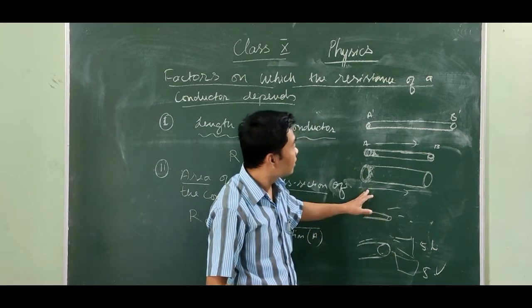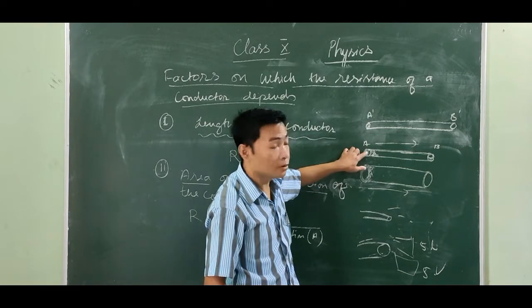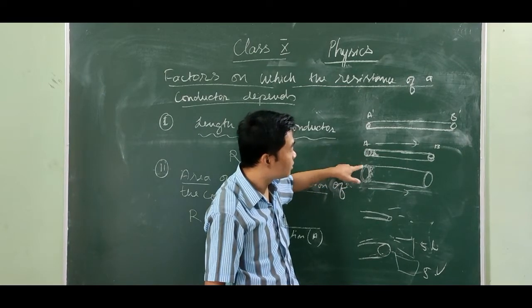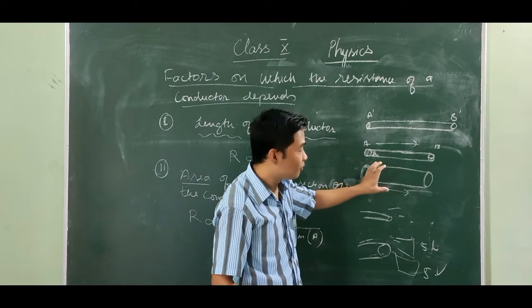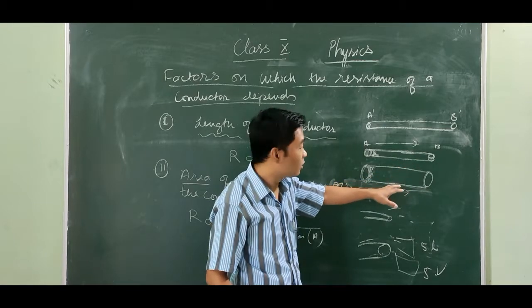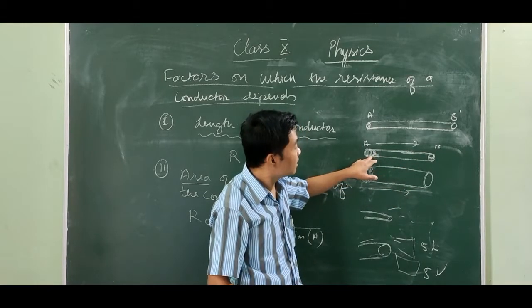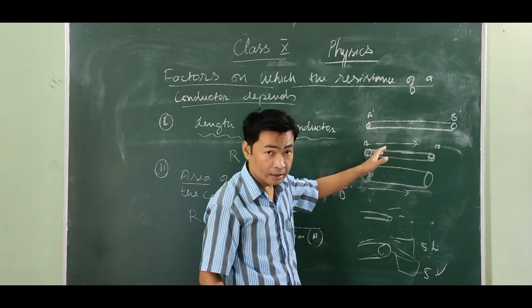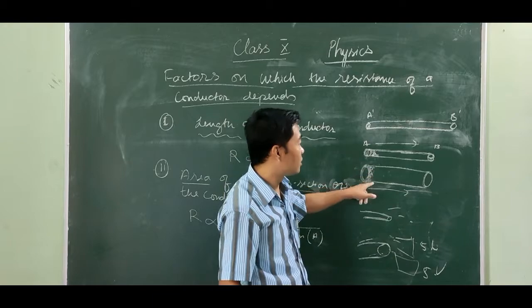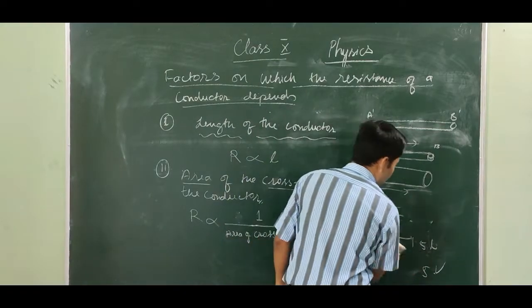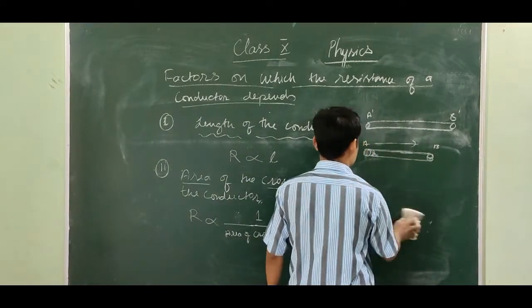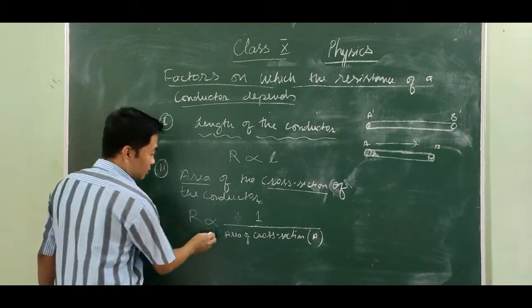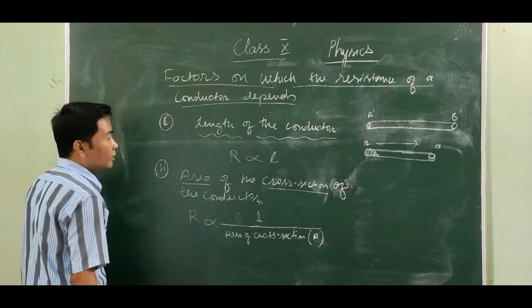In the same way, in this conductor, the area of cross section is small, and here the area of cross section is larger. So compared to this, more charges will flow here. If more charges flow, we'll get more current. There will be less resistance. Less area of cross section means fewer charges will flow, we'll get less current, so this will have high resistance and this will have less resistance. So when the area of cross section of the conductor is large, the resistance is less, it is inversely proportional.